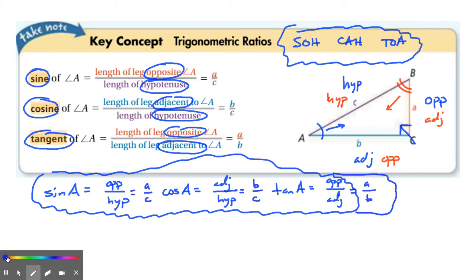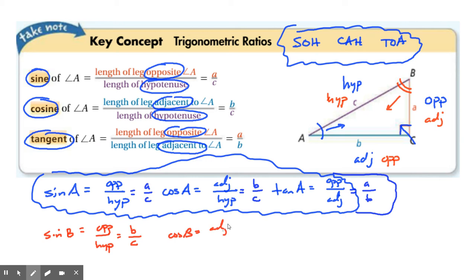So now what would the trig ratios for the angle B be? Well, now the sine of B would be equal to opposite still over hypotenuse, but now the opposite side to angle B is B and the hypotenuse is C. The cosine of B is still the adjacent over the hypotenuse, but now the adjacent side from angle B is A, hypotenuse is C. And then the tangent of B is still the opposite over the adjacent, but those switch places. Now it's B over A.